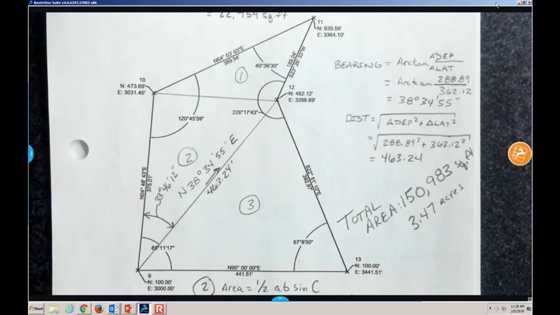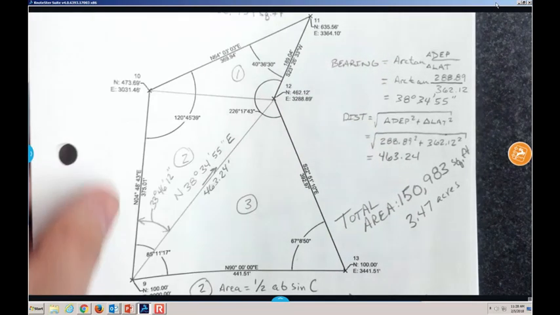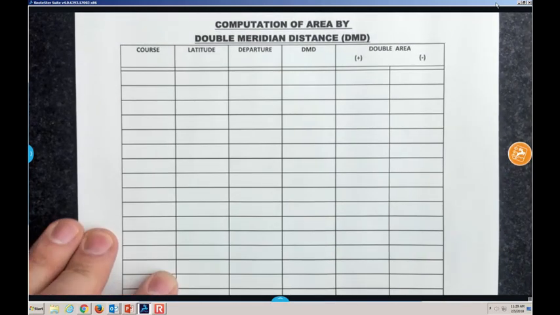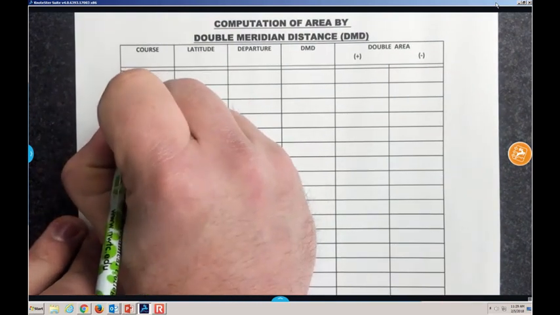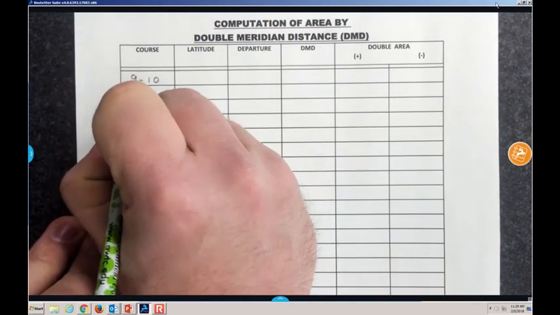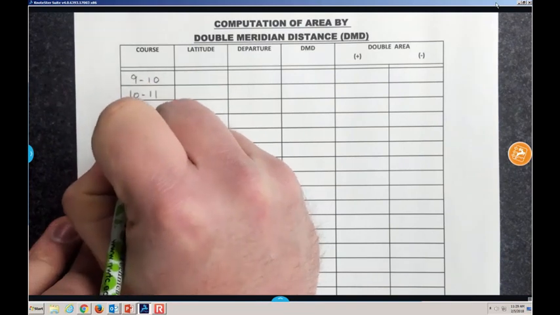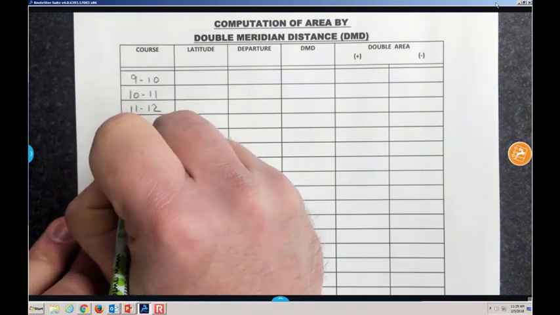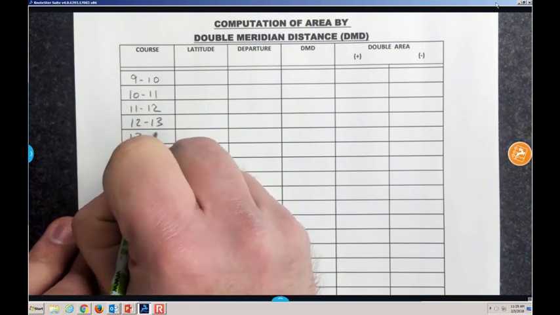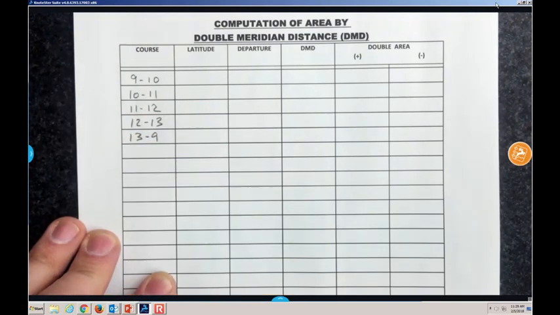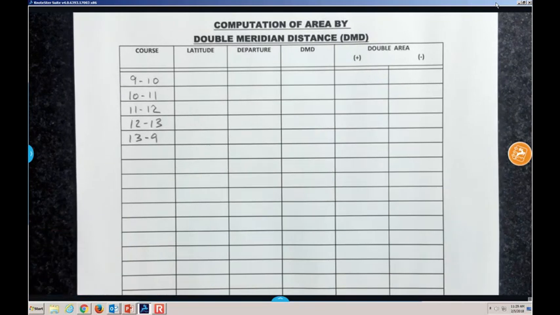Alright, so I'm going to take away example 3 here. We'll move in with a new one. Our first course is what? 9 to 10? Yep. 10 to 11. 11 to 12. 12 to 13, and 13 to 9, right? Those are our courses. So it's a 5-sided figure. We're showing 5 courses.